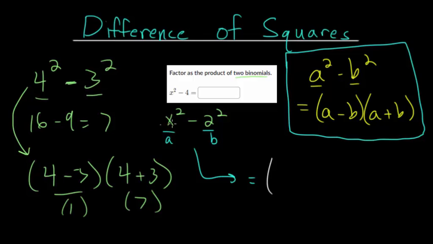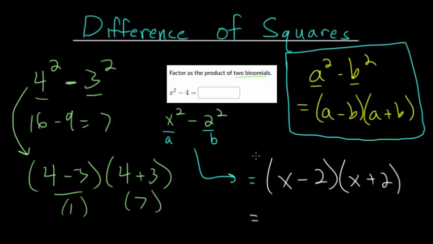So a, that's the x, but without the square. So you have x minus b. And again, it's the number without the square. So x minus 2. And then it's the first one plus the second one. And this is how it will always be. First one minus second one, first one plus second one, and you multiply those together.